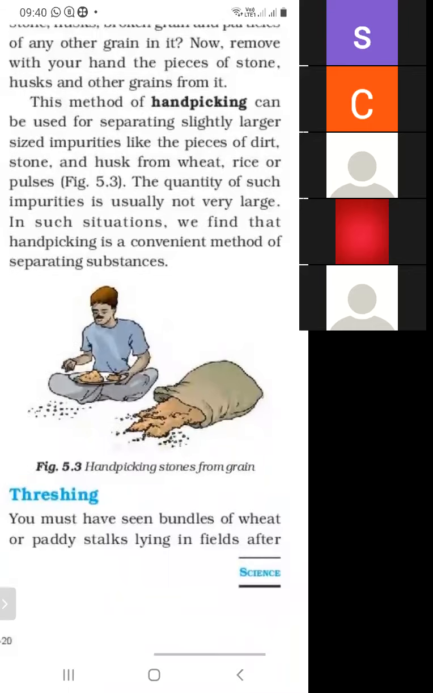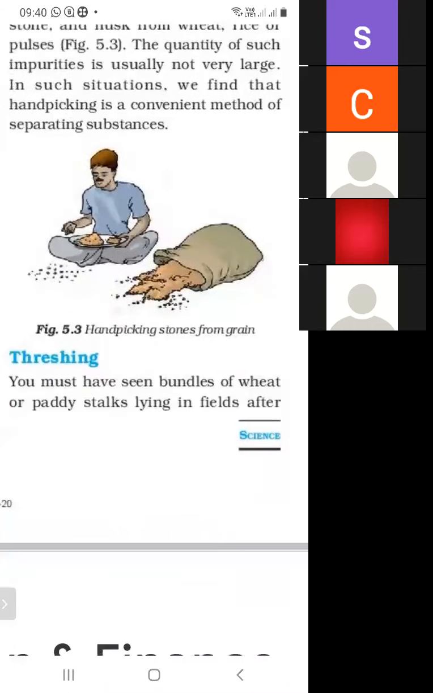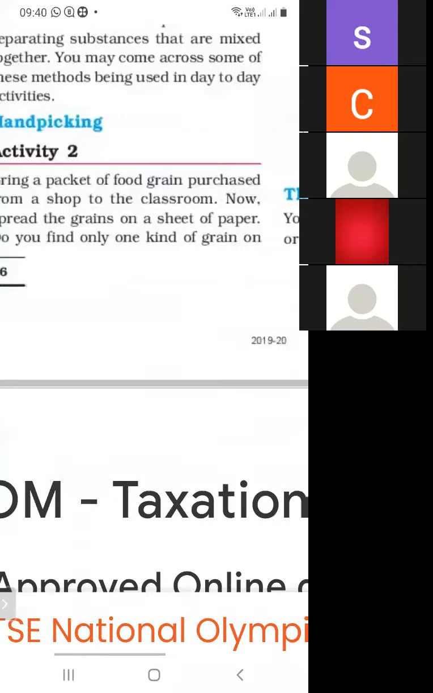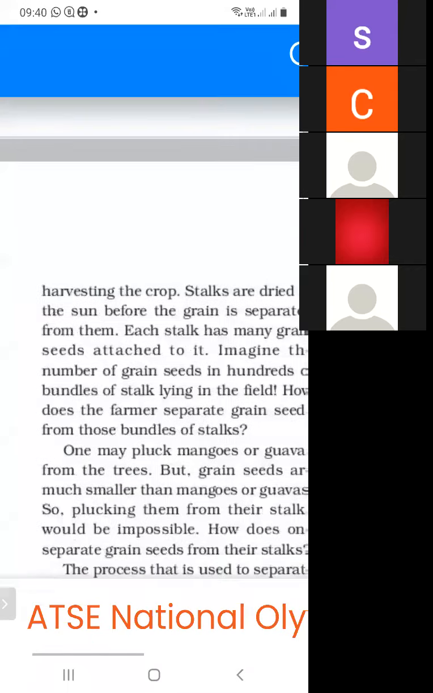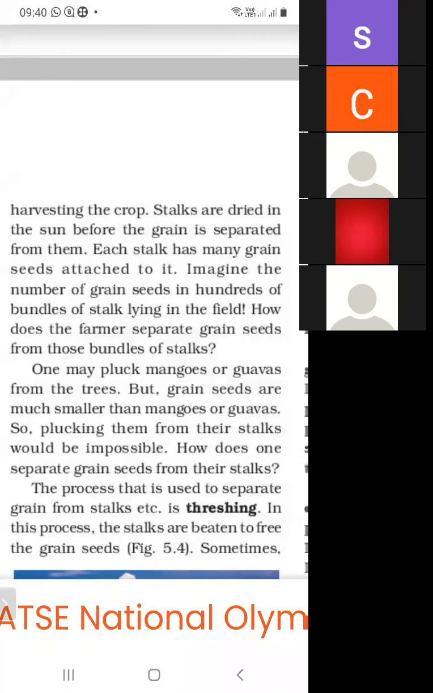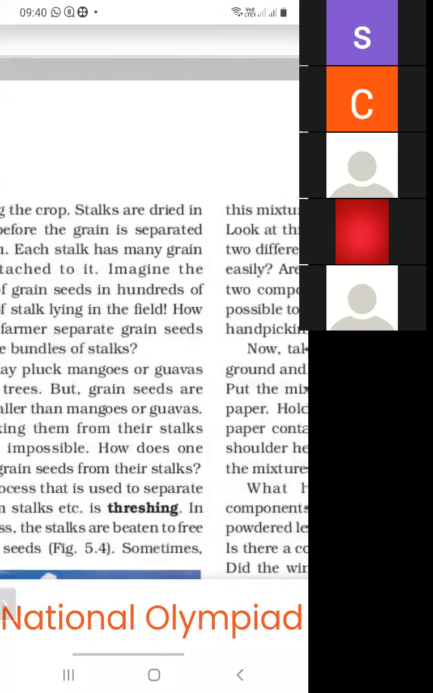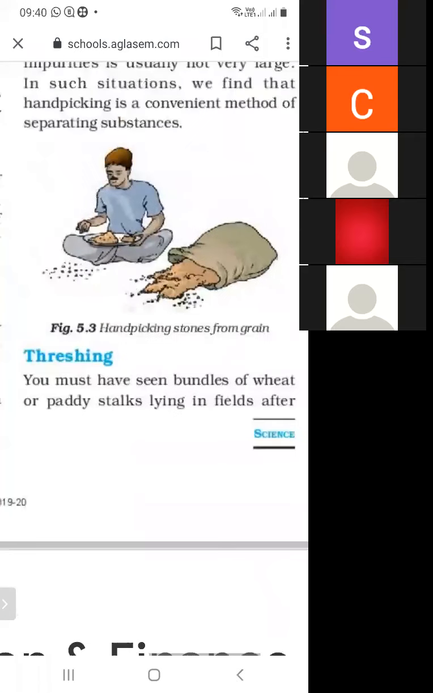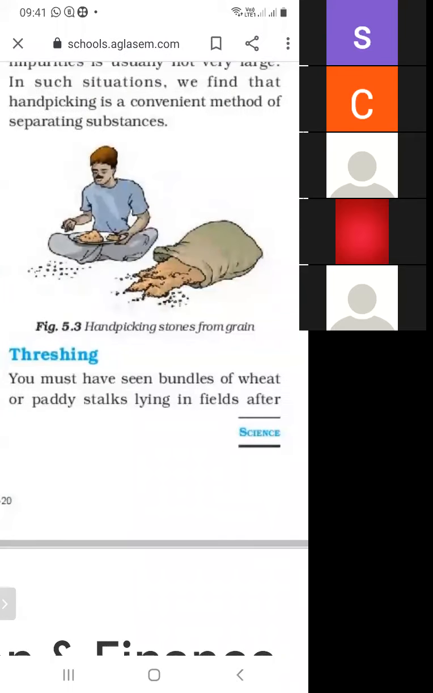And next is threshing. You must have seen bundles of wheat or paddy stalks lying in the fields after harvesting the crop, and the stalks are dried in the sun before the grain is separated from them. So you have to remember the process of threshing. What do you mean by threshing? The next separation method is threshing.